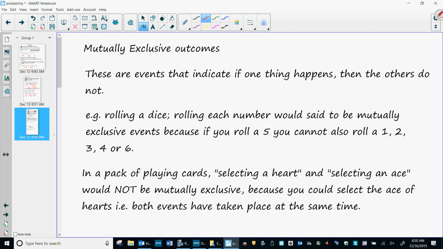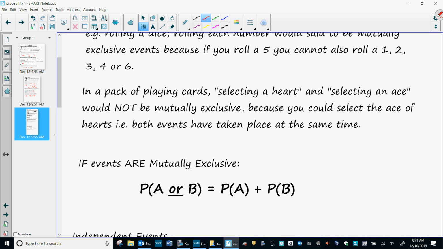Mutually exclusive outcomes. These are events that indicate if one thing happens, then the others do not. So rolling a dice, rolling each number would be said to be mutually exclusive events. If you roll a 5, you cannot also roll a 1, 2, 3, 4 or 6. You just can't do it. So in a pack of playing cards, selecting a heart and selecting an ace would not be mutually exclusive, because those two events can overlap, because there is an ace of hearts. You see the slight difference?